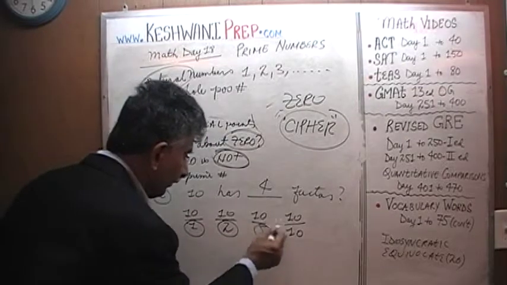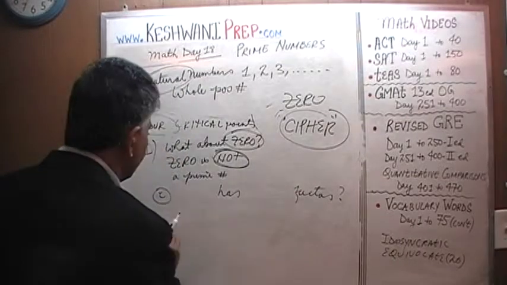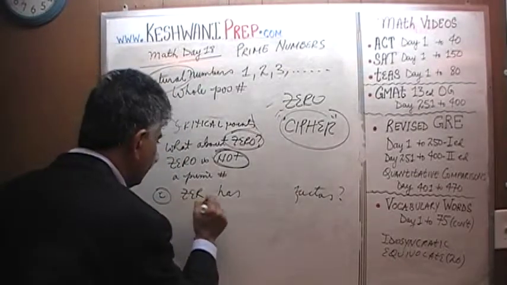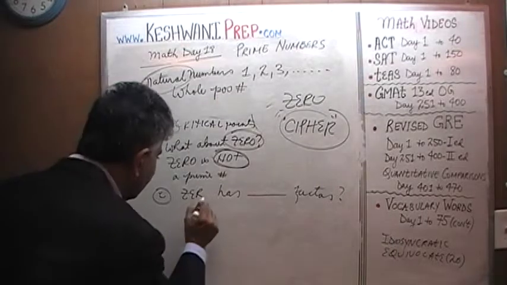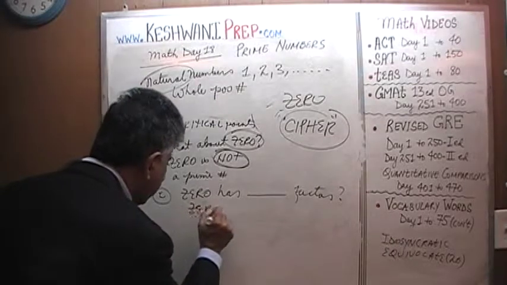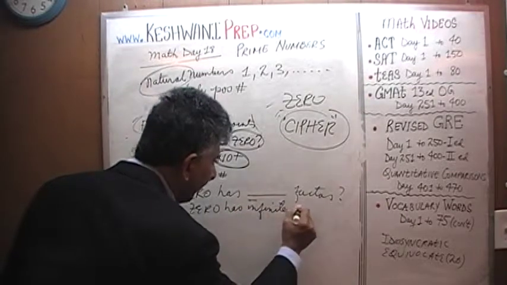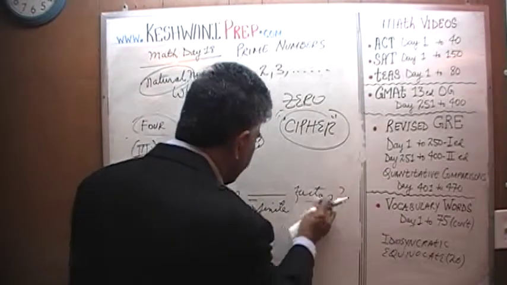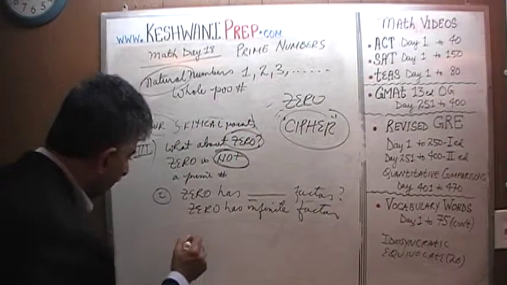Factors of 10 are 1, 2, 5, and 10. Question is, 0 has how many factors? The answer is, 0 has infinite factors. Because 0 can be divided by any number.